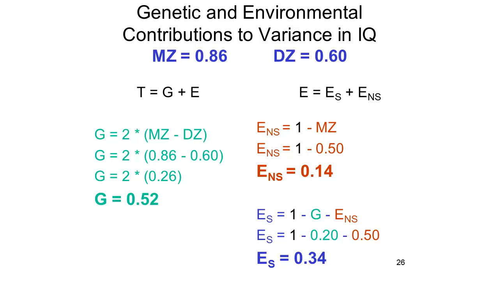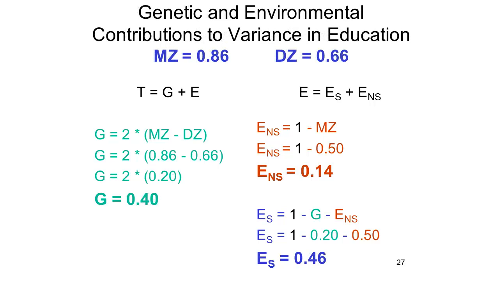So the genes play a role in determining IQ. But genes are not the sole determinants of IQ. The environment is also important, and of our two kinds of environment, the shared environment seems to be more important than the non-shared environment in determining individual differences in IQ.